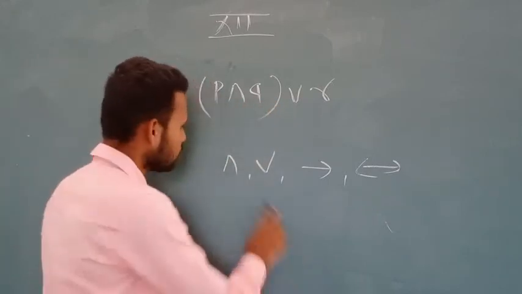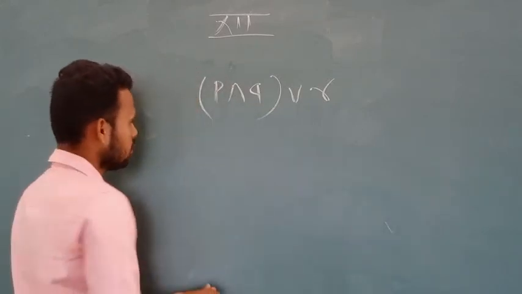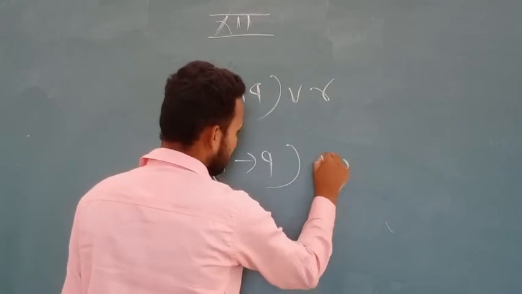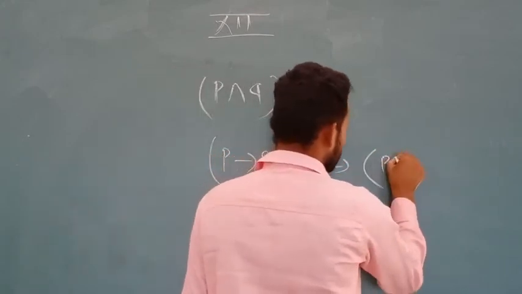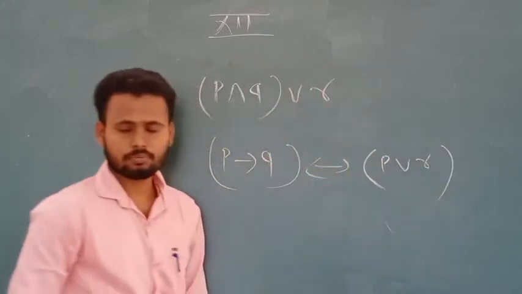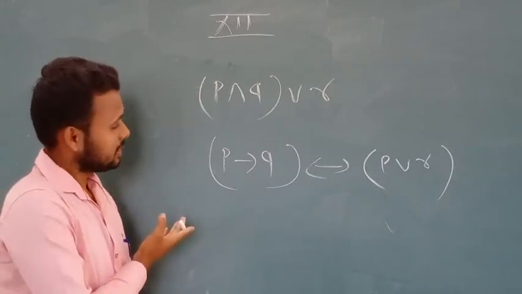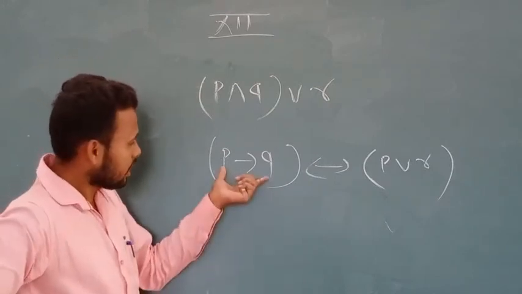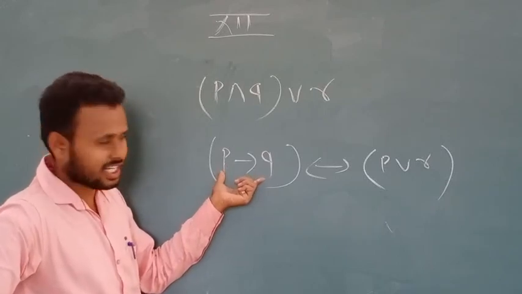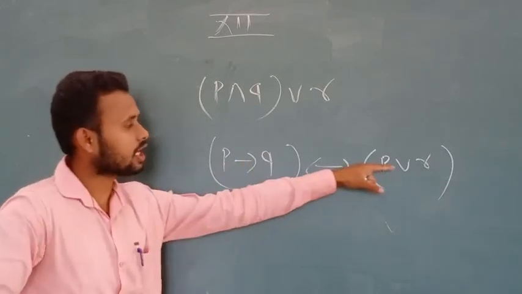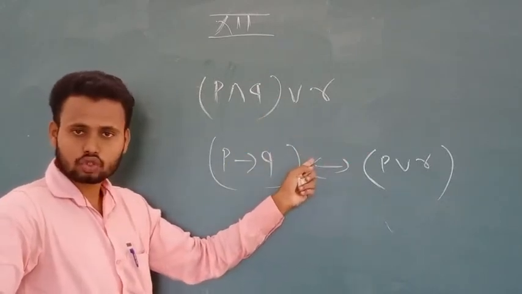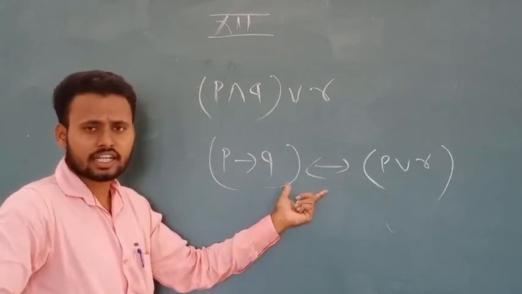Another example, suppose I take P implies Q, if and only if P and R. These also represent a statement pattern. What does a statement pattern say? Any simple statements connected with logical connectives, whatever is formed from them, we can call a statement pattern. That we call statement pattern.